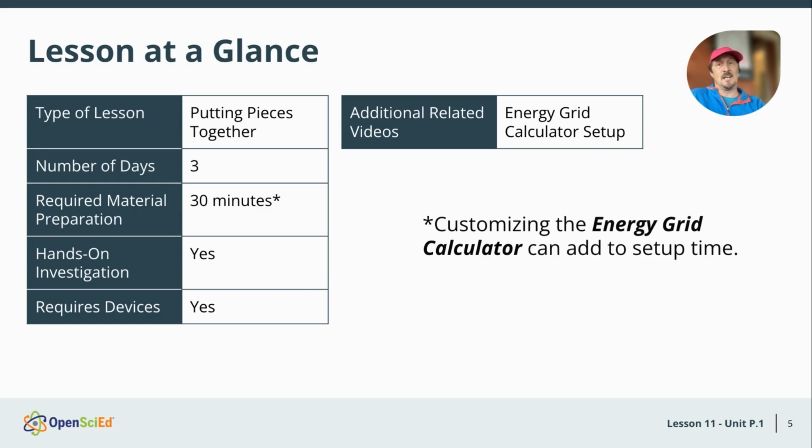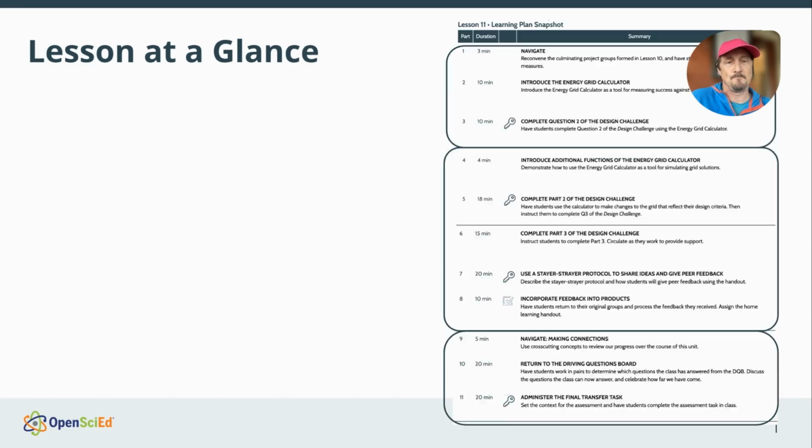This is an investigation lesson that takes place over 3 days. It only requires about 30 minutes of materials prep. There is a video showing students how to use the energy grid calculator, which we'll look at later, and a video for teachers showing how to set it up. Setting up the energy grid calculator can add to the setup time depending on how much customization you want to do, but the bare bones setup should only take 5 to 10 minutes.